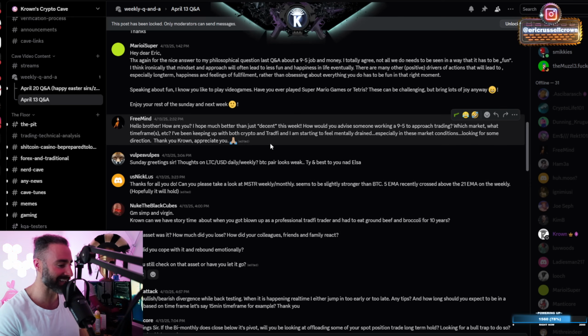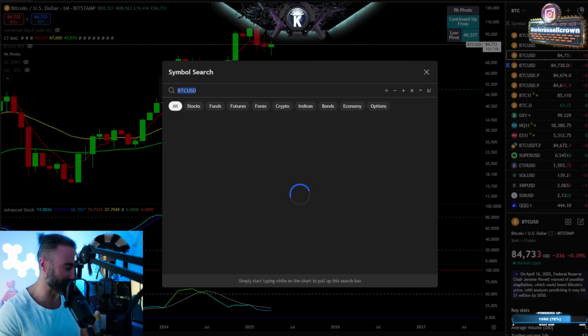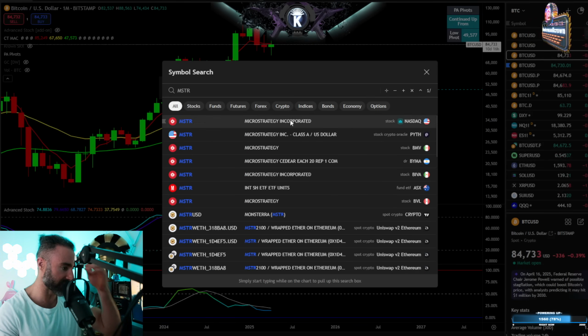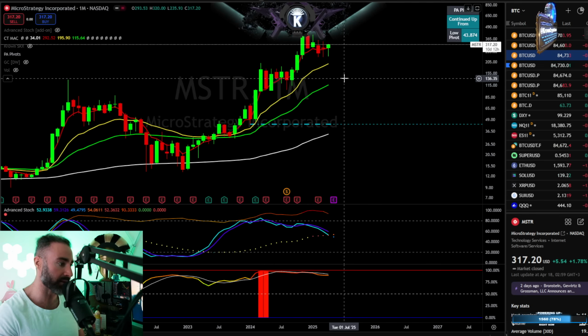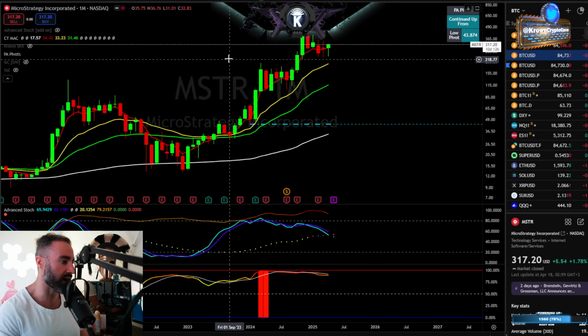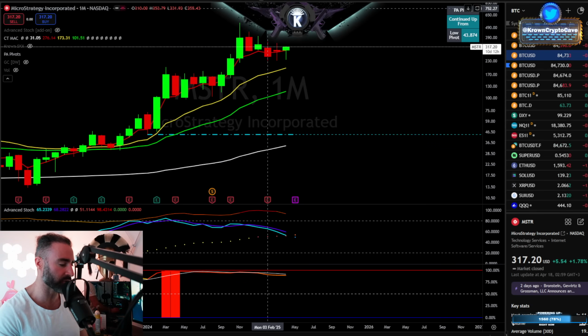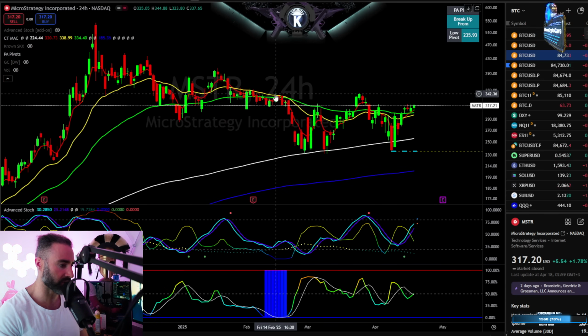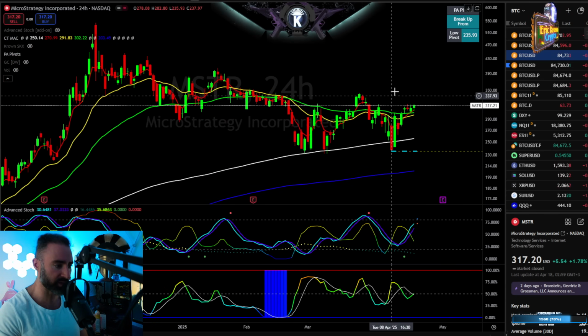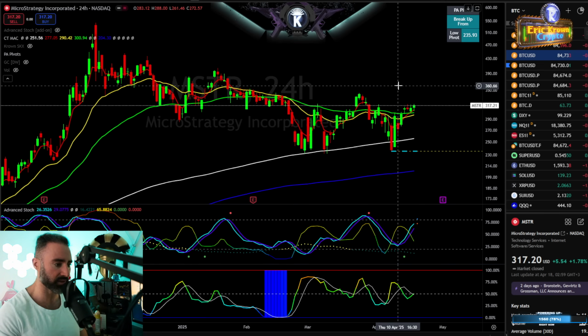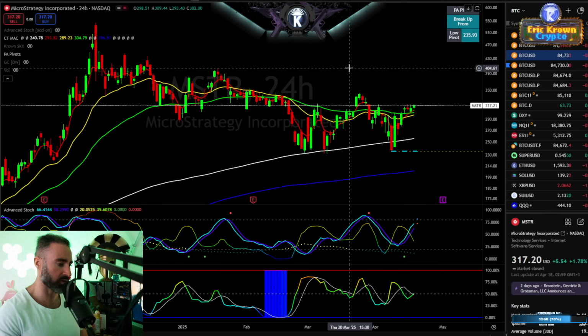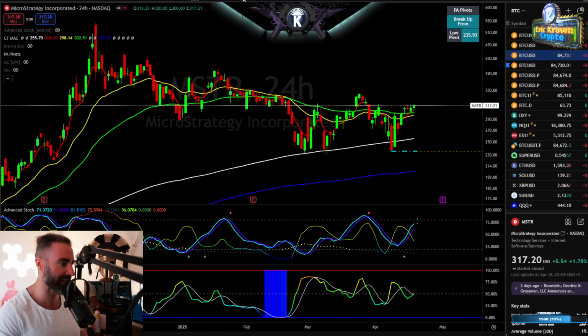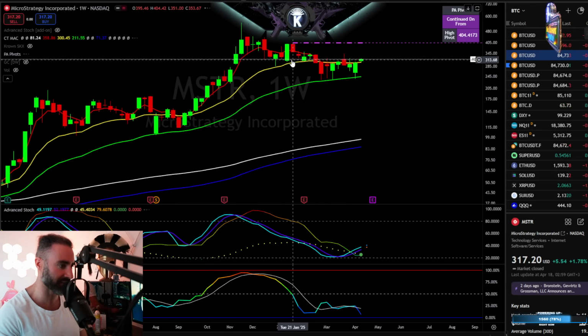Can you take a look at MicroStrategy weekly, monthly? Sure, man. This one, last we looked at it, actually looked a lot better than Bitcoin. And it still looks a lot better than Bitcoin. I could easily see MicroStrategy making new all-time highs in a way that Bitcoin just doesn't look nearly as strong. I mean, you can see on the daily here, it's literally above all major moving averages, whereas Bitcoin is below all of the important ones and maintaining a downtrend below them as well, which is usually not a good sign.